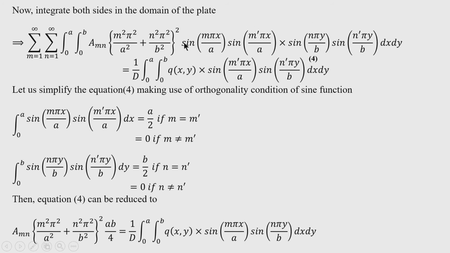So, we pluck the x terms together and then integrate with respect to x. Similarly, we pluck the y terms, that is sin(nπy/b) and sin(n'πy/b), and then integrate with respect to y. The right-hand side has no problem, there is no sum. So, we write q sin(m'πx/a) sin(n'πy/b) dx dy, where m' and n' are integers.